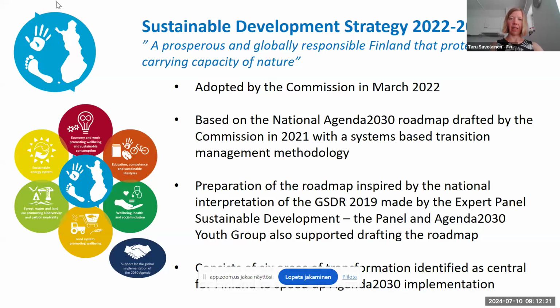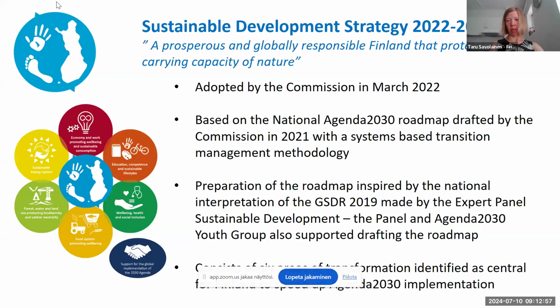And I think this is where the link comes to the GSDR and particularly the 2019 edition, because the idea of making such a strategy, which is based on 6 areas of transformation, was strongly inspired by the national interpretation made by the Finnish expert panel on sustainable development, where they opened up the recommendations of the GSDR 2019 edition, what that means for Finland and how that can influence our sustainability work and Agenda 2030 implementation.